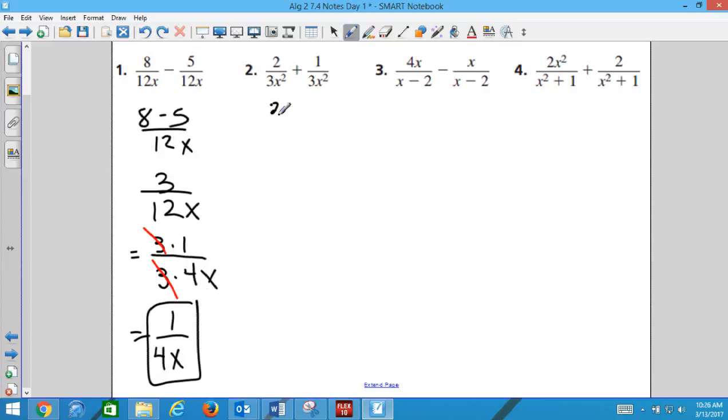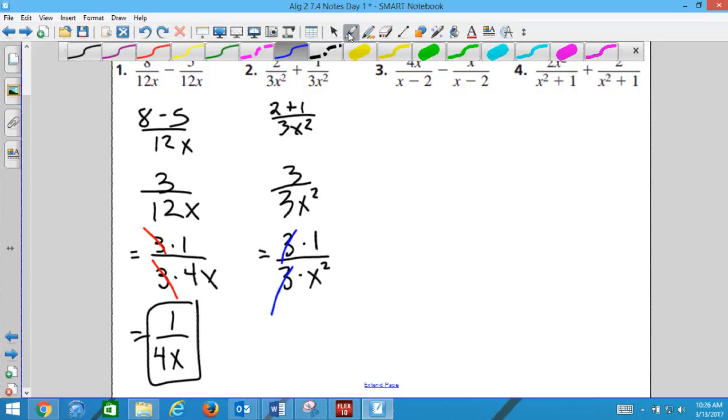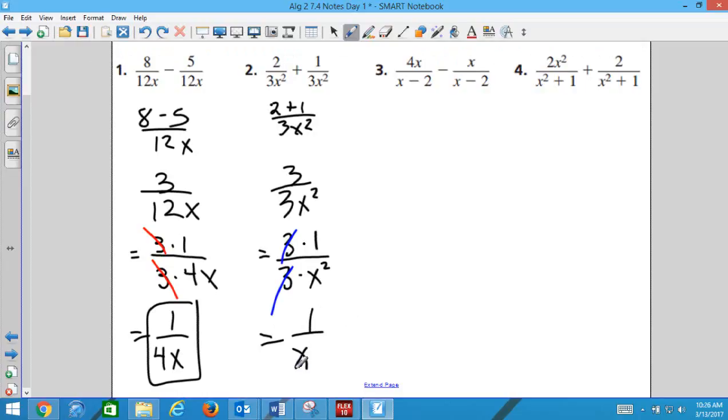Easily should have been able to do 2 plus 1 over 3x squared. So 3 over 3x squared. I walked around and saw a lot of you had that done, excellent, but then it does factor and cancel. So on top, 3 is the same thing as 3 times 1. And on the bottom, 3 times x squared. So if you can factor those numbers out, they can cancel. So we get 1 over x squared. So far, all I've canceled is numbers, so I don't need to worry about the denominator restrictions changing, because I haven't canceled out anything that has an x.